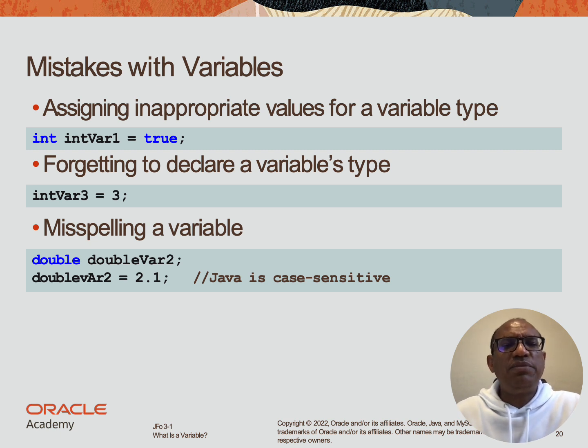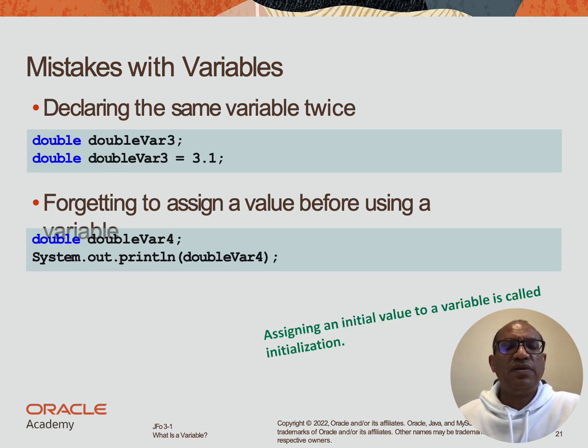Common mistakes with variables include assigning incorrect values, forgetting to declare types, and misspelling variable names. Java is case sensitive, so be precise. Other common errors include declaring the same variable more than once or trying to use a variable before assigning it a value.